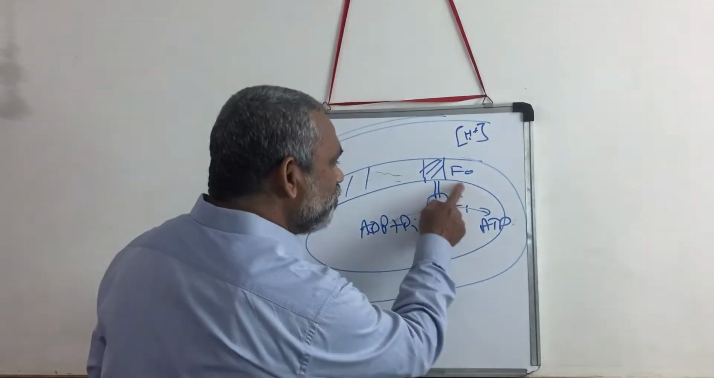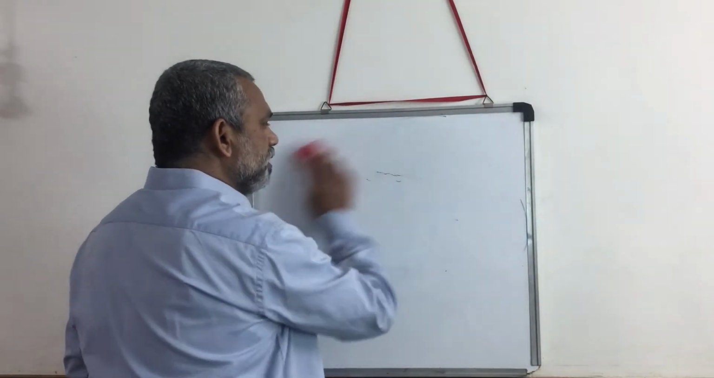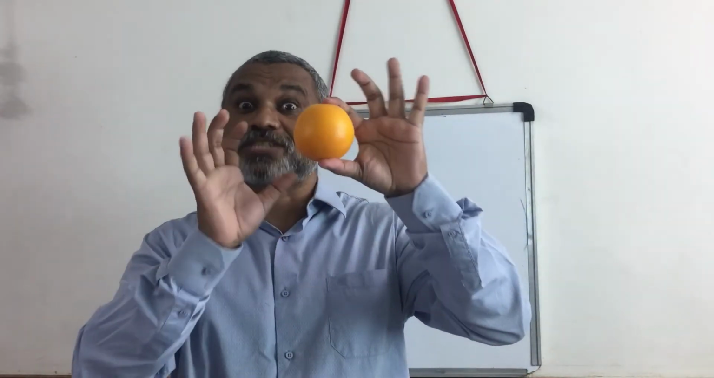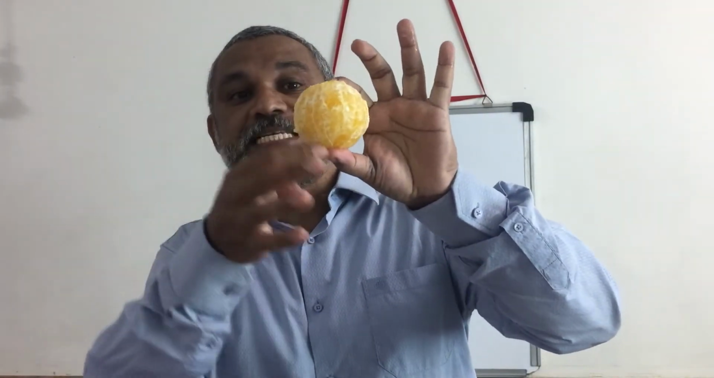So let us begin by looking at the structure of the F0 F1 complex. I read a very fascinating story in a journal about the structure of the F1 and F0 complex, and I felt that this is an excellent analogy. That analogy is all about an orange. This portion we are going to consider as the structure of the F1 complex. When you peel the orange, you can see different segments. Let us consider that each of these segments is a portion of the F1 complex.